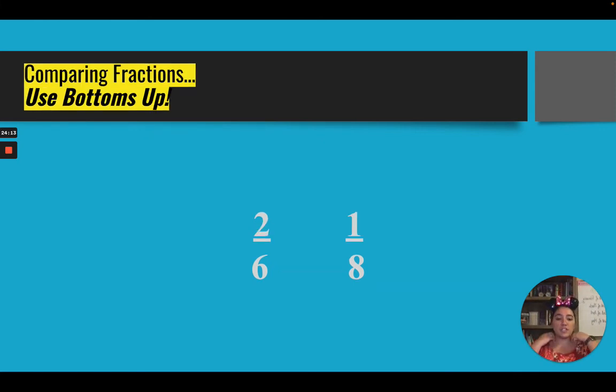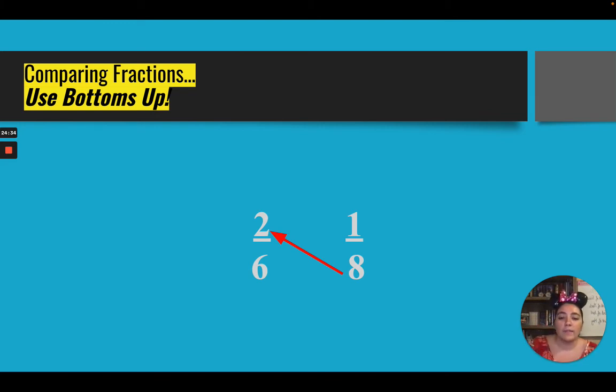All right, we're going to do another model. So now, on your own, I'll give you the first hint. 8 times 2. All right? Go ahead and pause this video. I want you to compare these fractions using bottoms up on your own. After you have done the work on your paper or whiteboard, come back and hit play, all right?